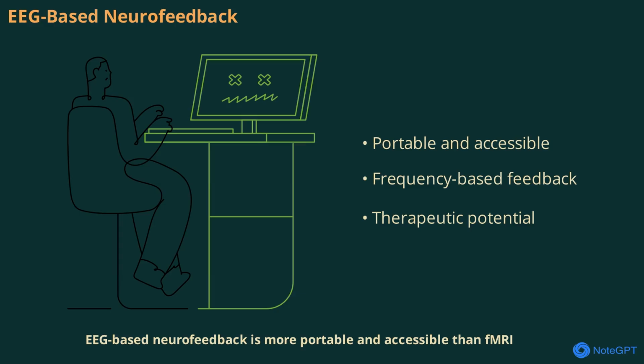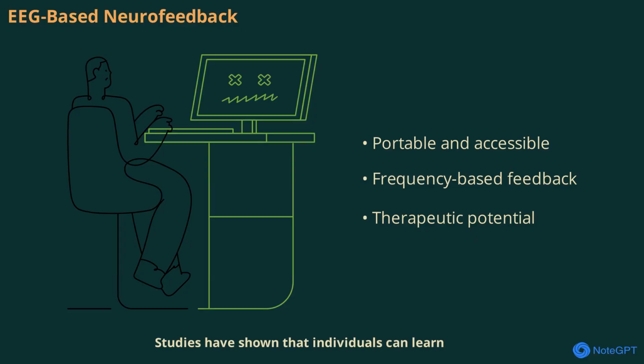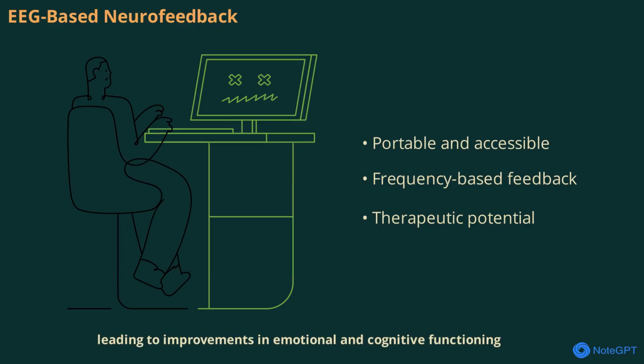EEG-based neurofeedback is more portable and accessible than fMRI. It typically focuses on frequency bands or event-related activity, but offers lower anatomical specificity. Studies have shown that individuals can learn to modulate their brain activity using EEG feedback, leading to improvements in emotional and cognitive functioning. This approach is especially promising for therapeutic applications due to its convenience and affordability.